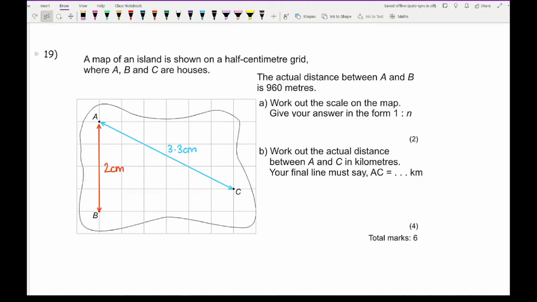So looking at question 19, it says that a map of an island is shown on a ½ centimeter grid where A and B and C are houses. Now for this question, because it is a scale drawing question, depending on how you are viewing this question and whether you've printed it off and the size of whether it's on A4 or A5, will have an impact on this answer. So for this question, what I've done is I've measured the distances of A to B and A to C as it should be.